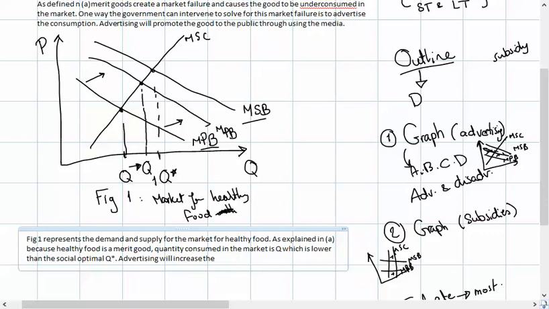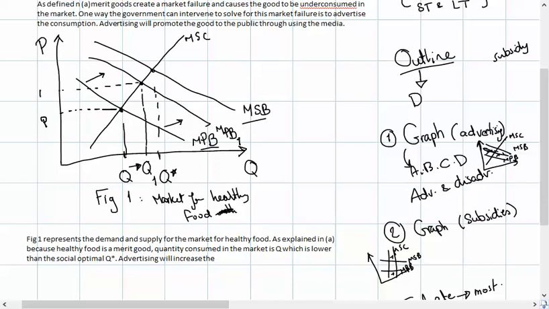Okay, so what's the ABCD of advertising? First, it changes the taste and preference of the consumers. Second, it causes the shift in the demand, MPB to MPB1. C, it causes the quantity demanded in the market to rise to Q1 and the price of the good in the market, we can identify the price now, from P to P1. I tend to identify the prices that consumers pay. It's really complicated to explain the price in terms of socially optimal, and it's unnecessary, so I don't tend to do that.